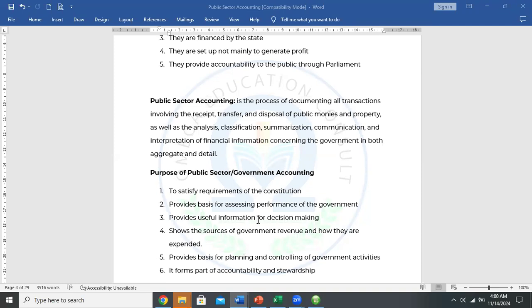Three, it provides useful information for decision making. Yes, I think, funny, I want to say this, but if you assess the government and how it's performing, then you can decide whether to stay in this country or to seek greener pastures elsewhere.